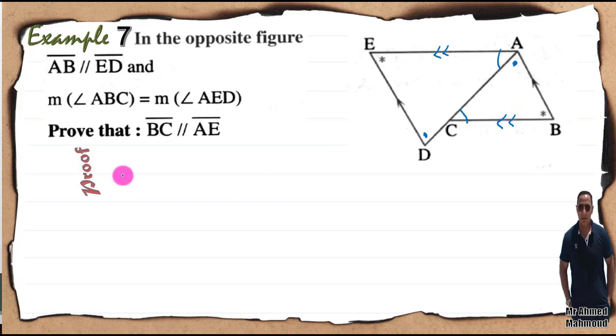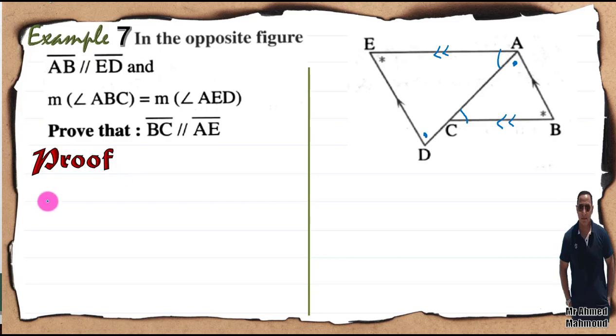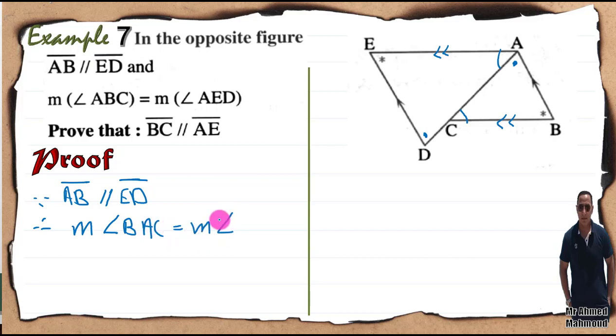Okay, so since AB parallel to ED, therefore measure of angle BAC equal to measure of angle EDA, and this is alternate angles.